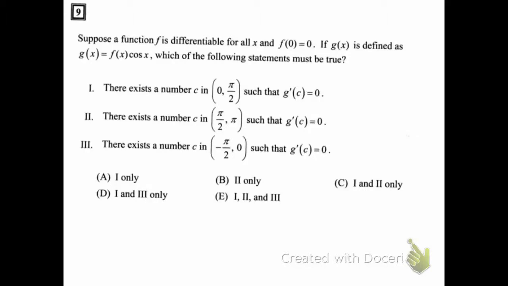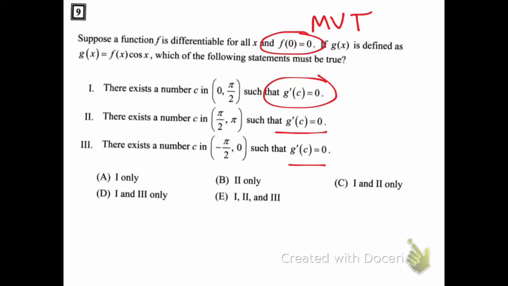In problem number 9, what you should be recognizing here is that we've got a g prime of c, and that indicates the mean value theorem. So this is a mean value theorem problem. f is a differentiable function, f of 0 equals 0. So let's draw a little graph of the situation. f of 0 is 0, so we've got an x-intercept of 0 and a y-intercept of 0 on the axes here.